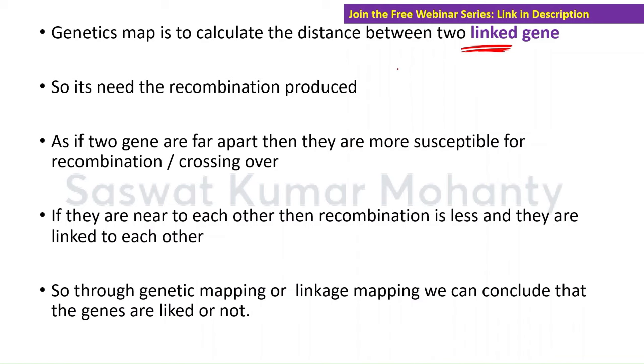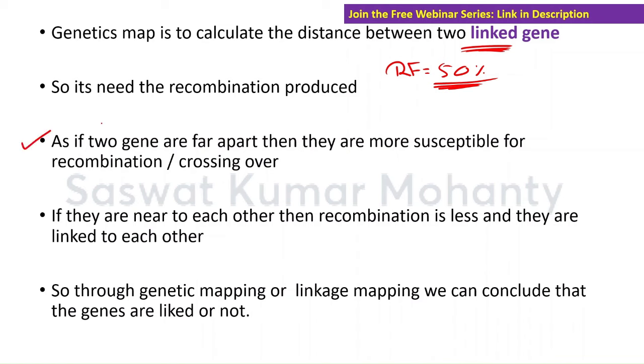And I told you in the previous video, the recombination frequency should not exceed 50%. If it exceeds 50%, these genes are very far apart, meaning they are not linked. When they are not linked, we are not going to calculate the genetic mapping. If the two genes are far apart, the recombinant offspring produced, or the crossing over and the recombination, will be very high. Means the genetic map distance will be more when these two genes are far.